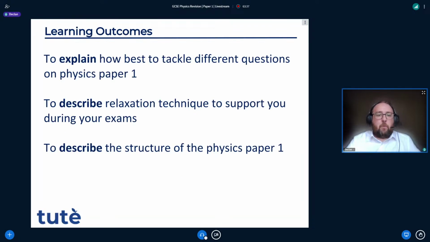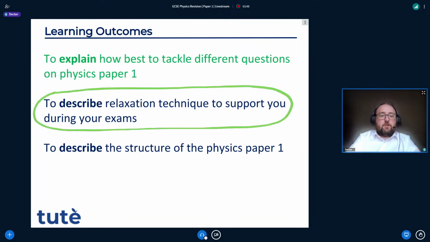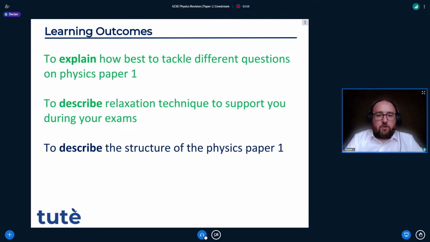So we've gone through some different exam style questions. We've had a go at tackling them, and we've explained how best to tackle them. We've also looked at some different relaxation techniques, to calm you if you're getting worked up or a bit worried in that exam. Now we're just going to have a quick look at the structure of the physics paper, and then we're going to see if we've got some questions after that.